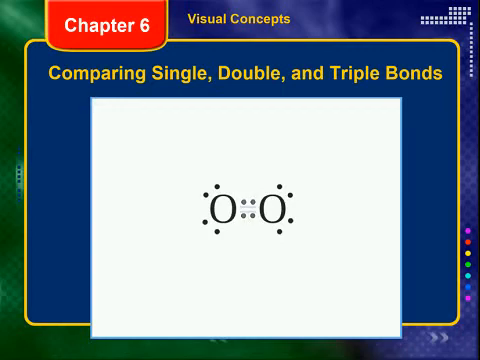Again, each set of shared electrons can be represented with a line. Double covalent bonds are usually shorter and have higher bond energies than single bonds. Triple covalent bonds are formed when three pairs of electrons are shared between two atoms. Each set of shared electrons can be represented with a line. Triple bonds are usually shorter and have higher bond energies than single or double bonds.